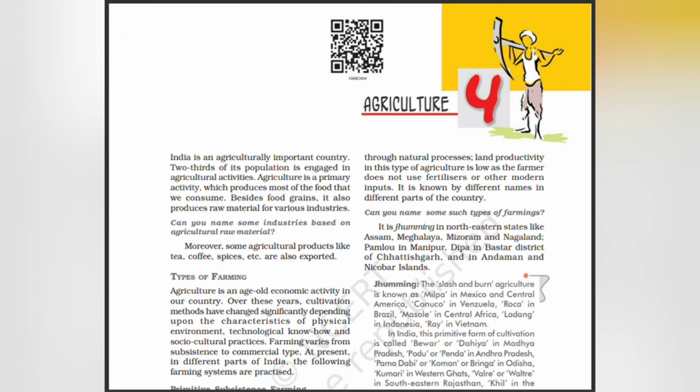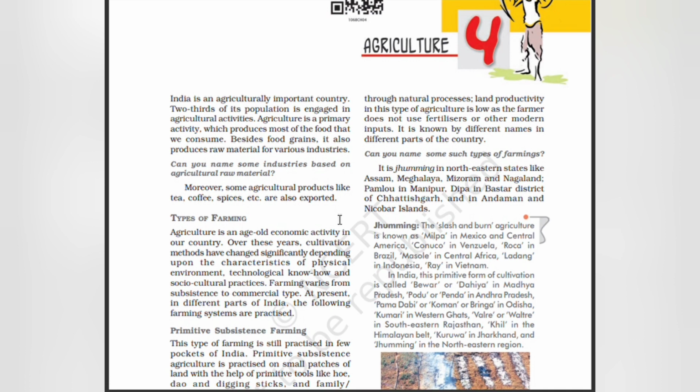Today in class we are going to learn the fourth chapter, Agriculture. India is an agriculturally important country. Two-thirds of its population is engaged in agricultural activities. Agriculture is a primary activity which produces most of the food that we consume. Besides food grains, it also produces raw material for various industries.